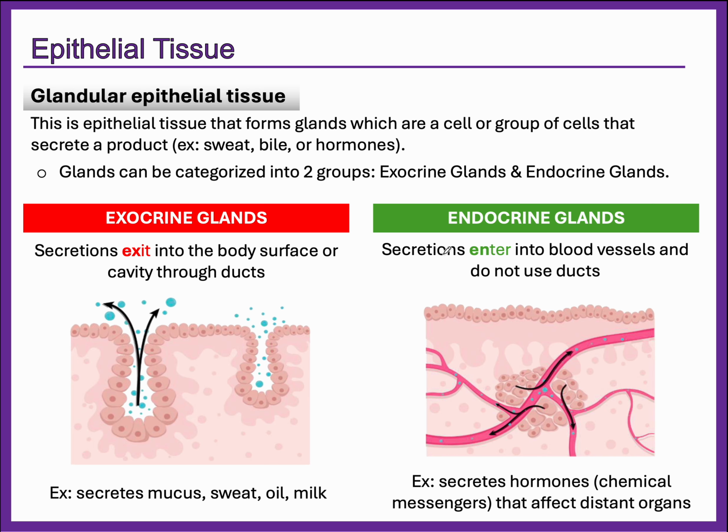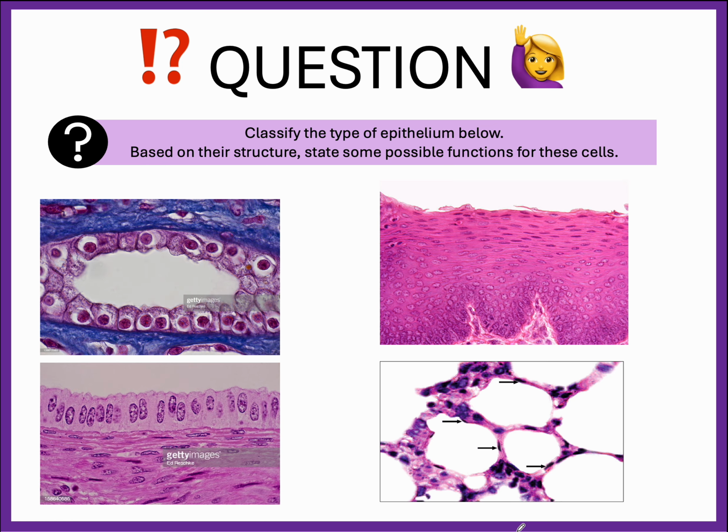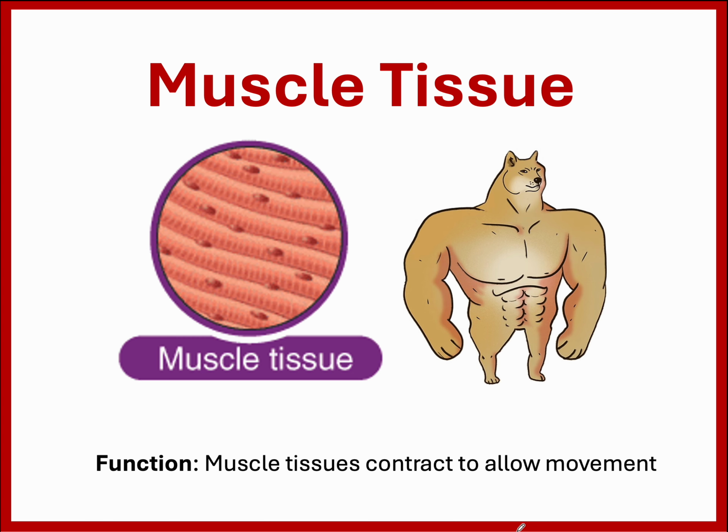Endocrine glands, their secretions enter the blood vessels, and they do not use ducts. So they do not go outside the body. So these are hormones, chemical messengers that can then go talk to a distant partner that's further away. So take a crack at this little activity here.